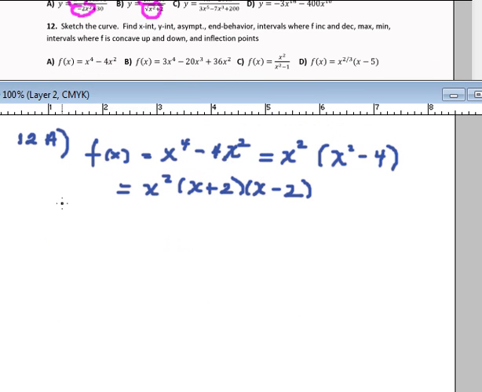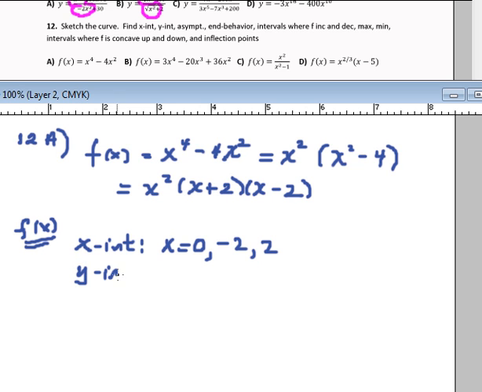Okay, we'll continue with 12a. We're doing some graphing. Okay, so first we're going to get information from f of x. And let's start with x-intercepts. So since this is factored, it's easier to see where it's equal to 0. All right, so f of x is equal to 0 when x is equal to 0, minus 2, and 2. So those are the x-intercepts. And the y-intercept is 0, 0.